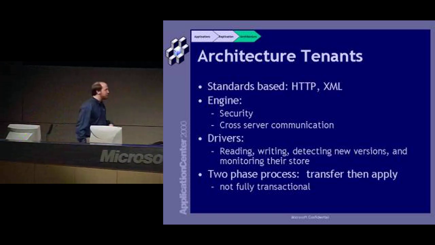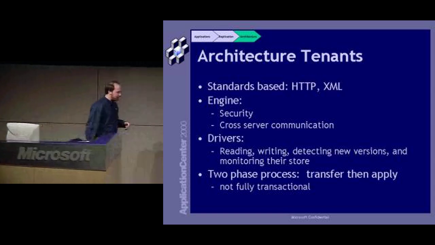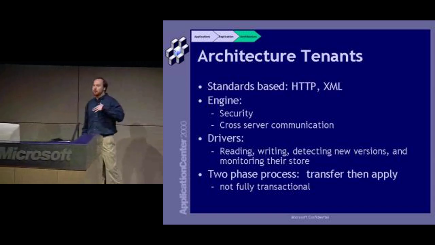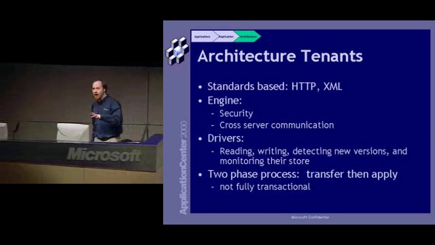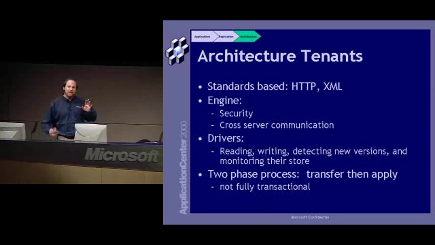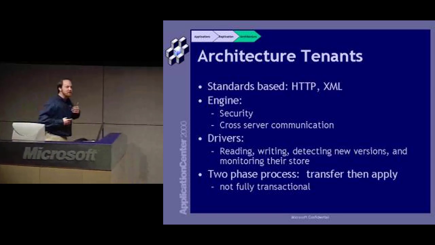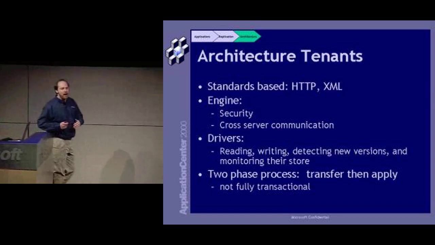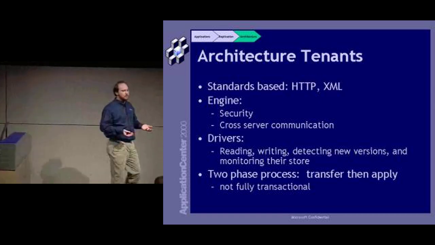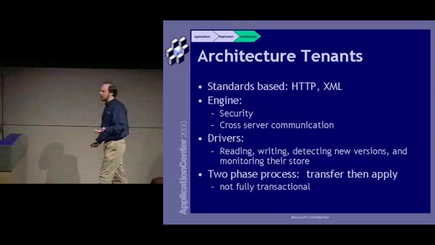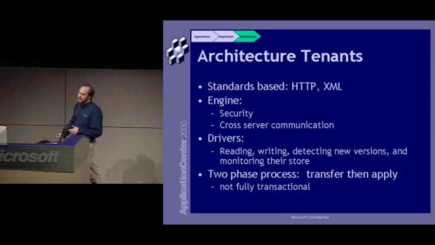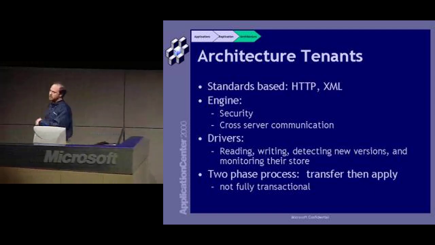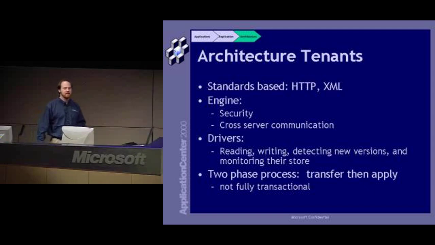So I learned from that mistake and decided that, now don't get me wrong, CRS, after a lot of work, is now very, very reliable. But we've learned that it's a lot quicker to get to that point if you just use an existing protocol. So in this release of AppCenter, we use HTTP and XML and other standards like TCP/IP to do the cross-server communication. So we don't have to worry about debugging that stuff.